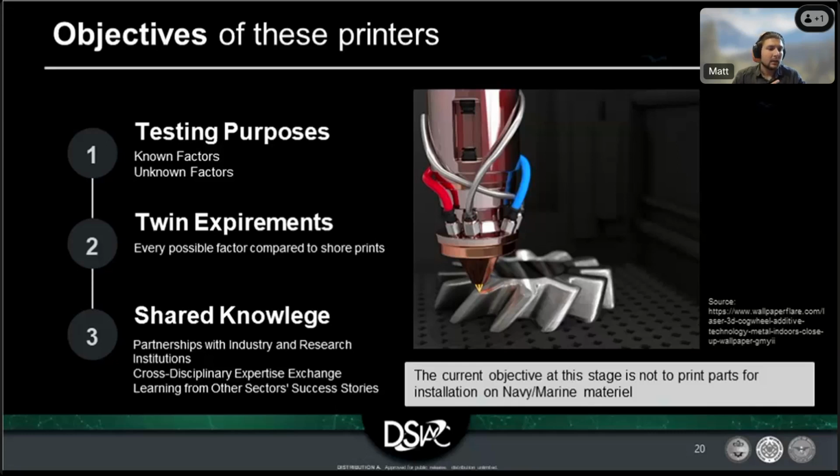And then to do that, we have the twin experiments. Every possible factor that we can measure is compared to everything we printed on the shore. And then, of course, we're taking all of that and sharing that with our partnerships and institutions out there. So yeah, we're learning from others' success and failure stories.